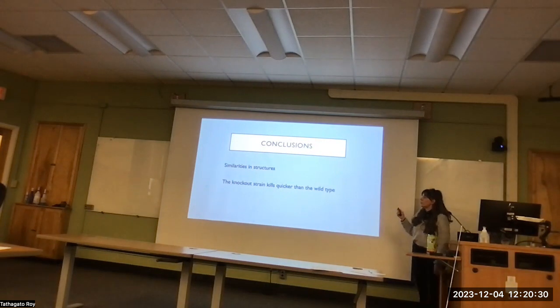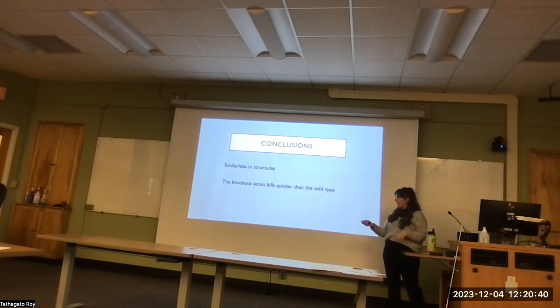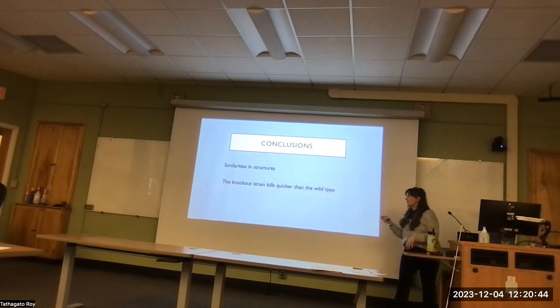So in conclusion, we do see that there are similarities in structures between RHS in Myxo, RHS out of Myxo, and my particular RHS2. We also note that the knockout strain seems to clear quicker than the wild type. This could be because it's not involved in kin discrimination any longer. Now it is able to focus its resources and energy on predation rather than worrying about its kin.